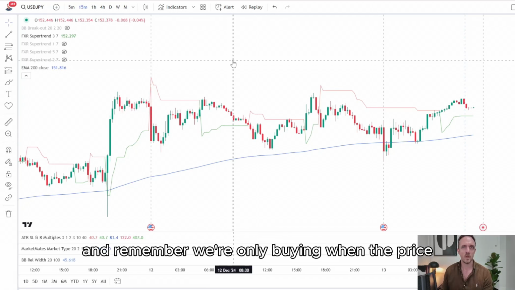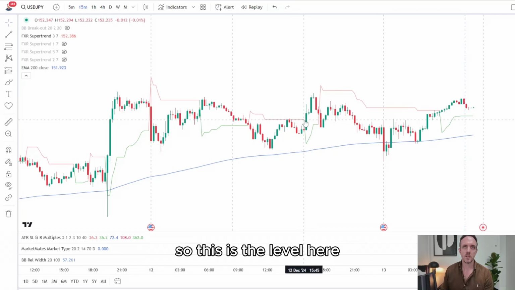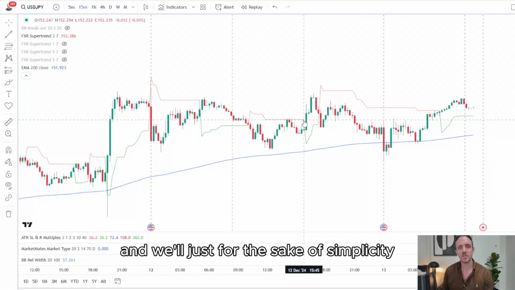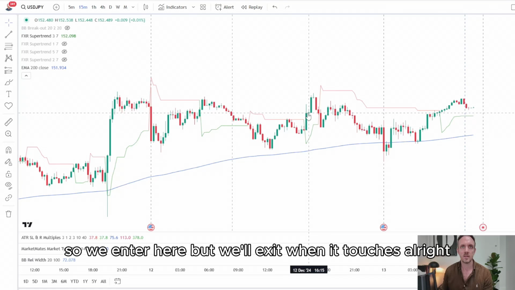And remember, we're only buying when the price breaks above the super trend. So this is the level here. And just for the sake of simplicity, we'll trade it when the price actually closes over. So we enter here, but we'll exit when it touches.